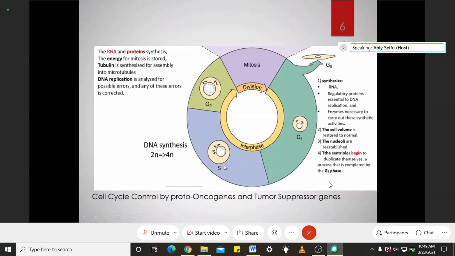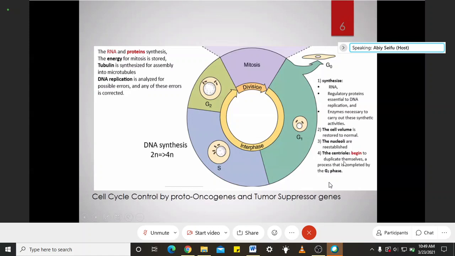So G1 is a pre-synthetic phase that prepares the cell to undergo the actual DNA synthesis. As you can see also, the cell in the G1 phase will attain the size of the parent cell, and the nucleoli, which disappear during mitosis, will be re-established. Centrioles start to form during the G1 phase. Centriole replication starts during the G1 phase, but it will be completed during the G2 phase.